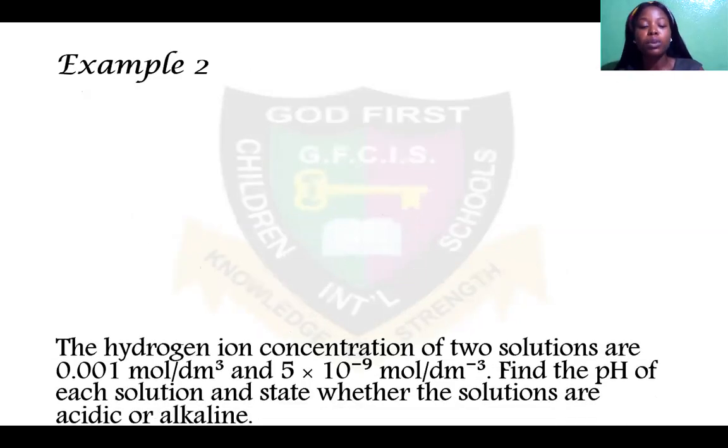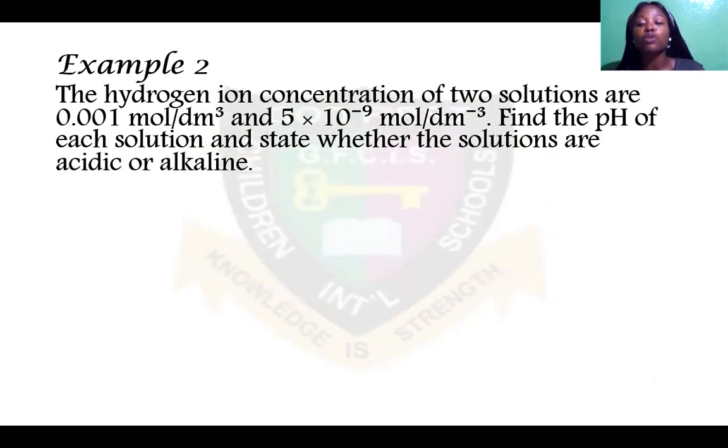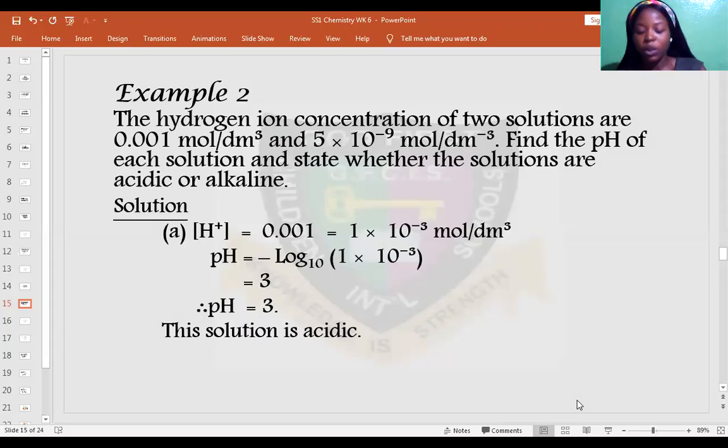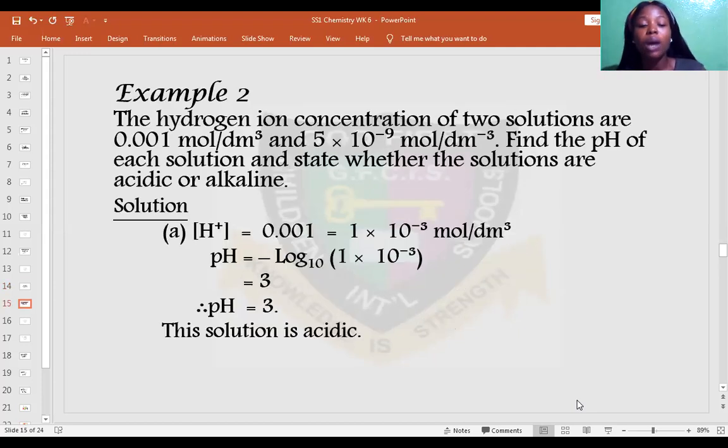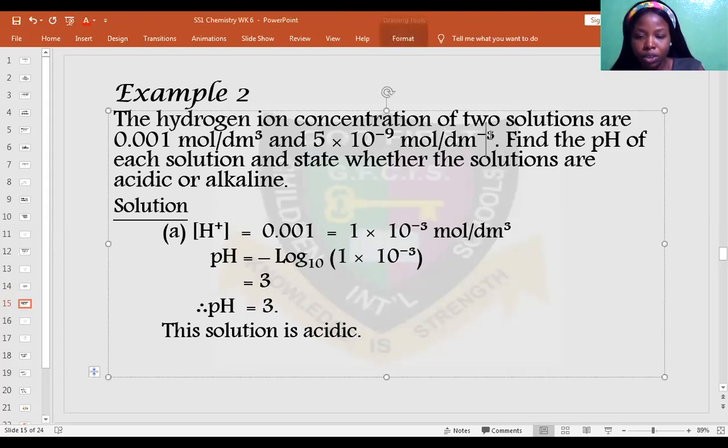So moving on now, example number 2 says the hydrogen ion concentration of 2 solutions. Let me quickly make a point here. This first part that we just talked about, measuring the hydrogen ion or hydroxide ion concentration in a solution, we will now see how we can apply that in solving questions. In this other one, you are given 2 solutions whose hydrogen ion concentrations are 0.01 mole per dm³ and 5 times 10 raised to power minus 9 mole per dm³. We are asked to find the pH of each solution and state whether the solutions are acidic or alkaline.